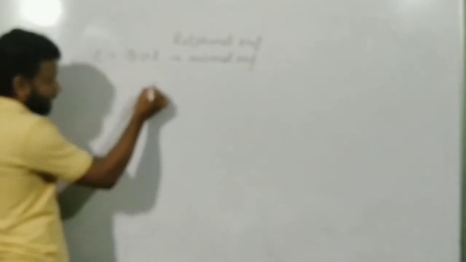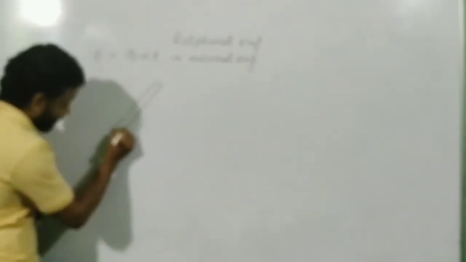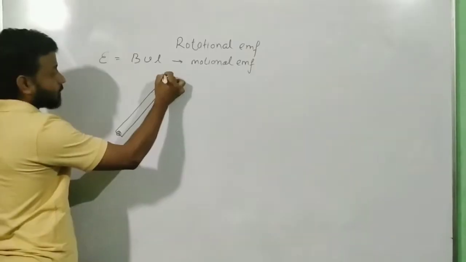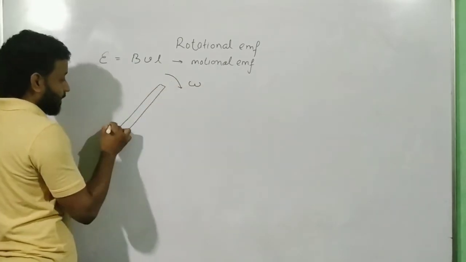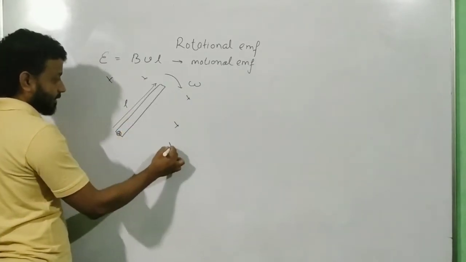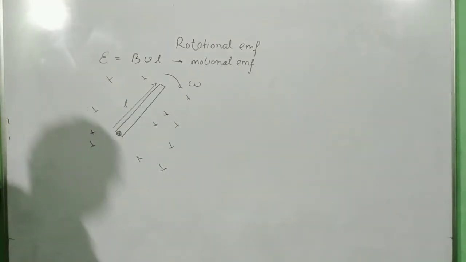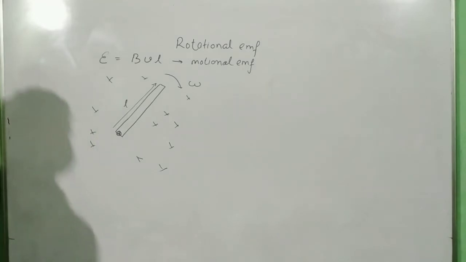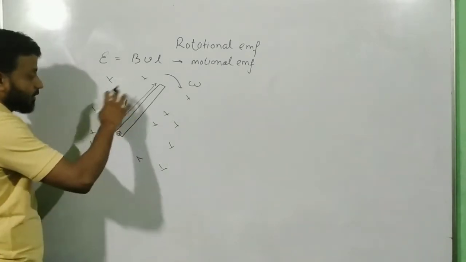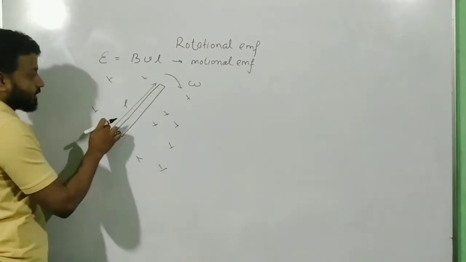Now, let us say that you have a rod, and this is the point which is pivoted or hinged, and this one is rotating with an angular velocity of omega, has a total length of L, placed in a magnetic field. Correct? And we have to find the rotational EMF of this rod having a radius of rotation L. Remember, if this is the pivot point, the radius of rotation is L.